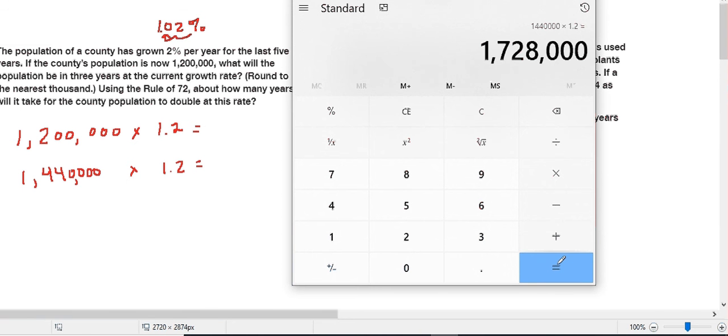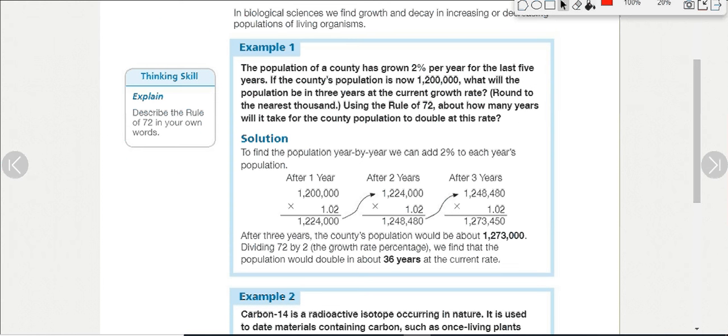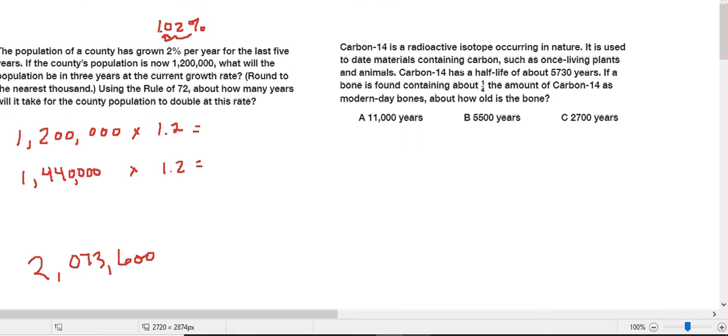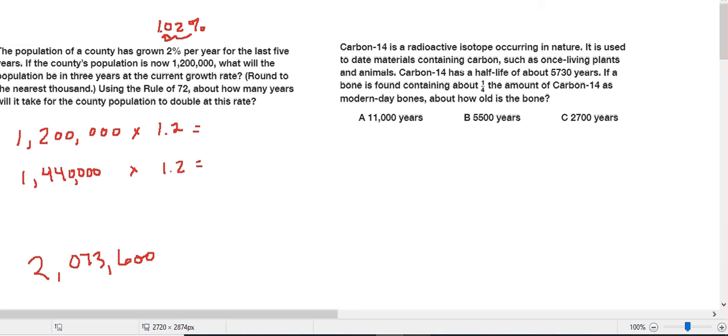Let's just skip ahead to one more. In the third year, it would be 2,073,000, and I think it said 600 after 3 years. Did something wrong, didn't we? 1.02. I even wrote that correct right here, didn't I? And then I wrote it wrong down here.